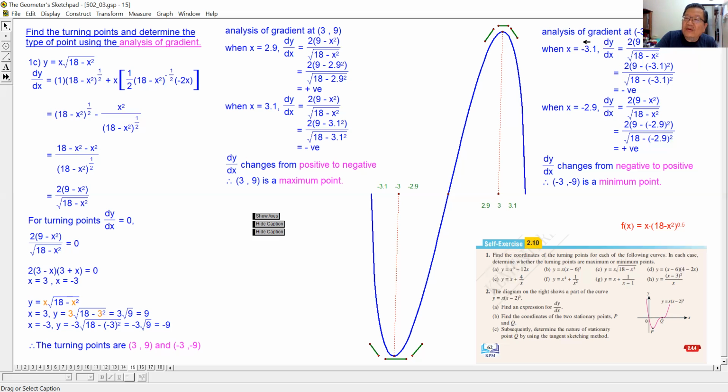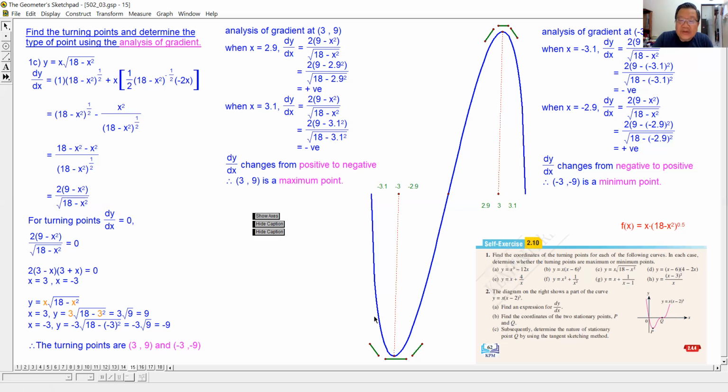So we start from a smaller value, -3.9, substitute into dy/dx, use your calculator, try to find out whether it's a positive or negative number. If it is a positive number, then you write down positive. If it's a negative number, then you write down negative. Then choose a bigger number. Use this bigger number, substitute into your dy/dx, and see from your calculator whether you get a positive value or negative value for the dy/dx.